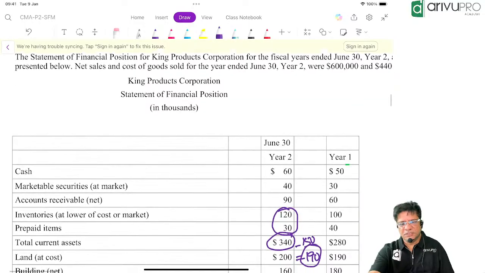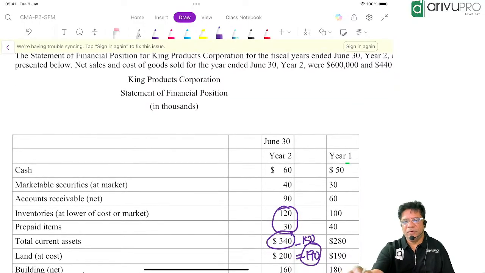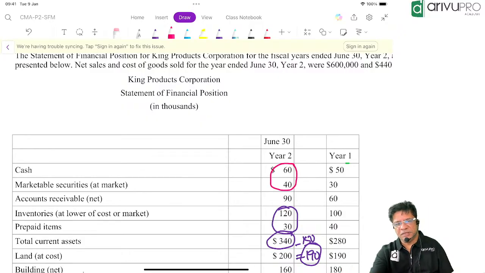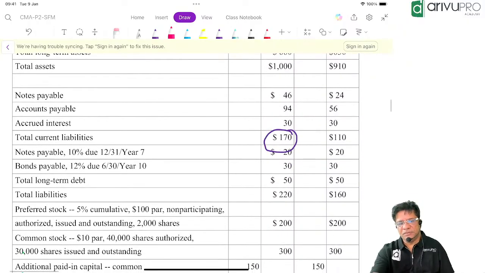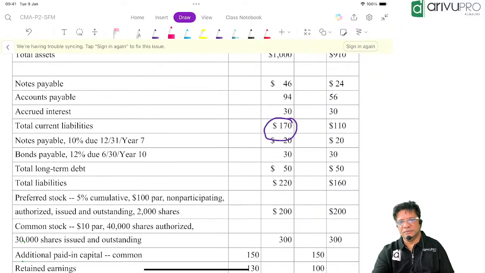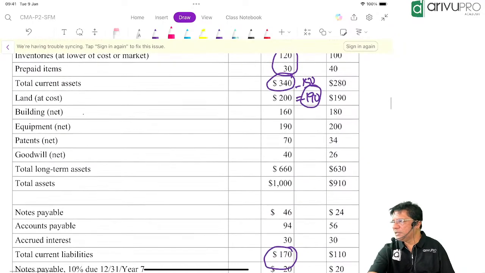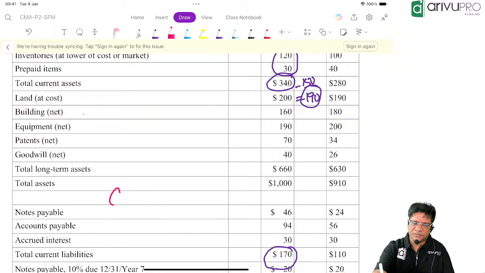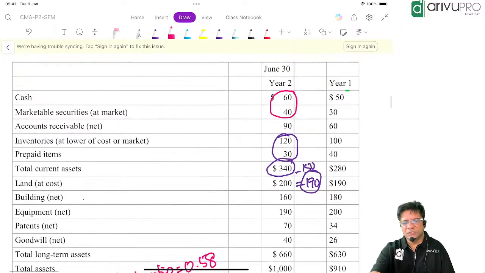How much is cash ratio? Cash ratio, not current ratio. Cash ratio is 60 plus 40, 100. 100 divided by 170, 0.58. Cash ratio is 0.58.